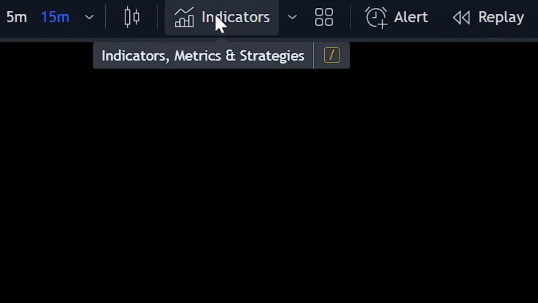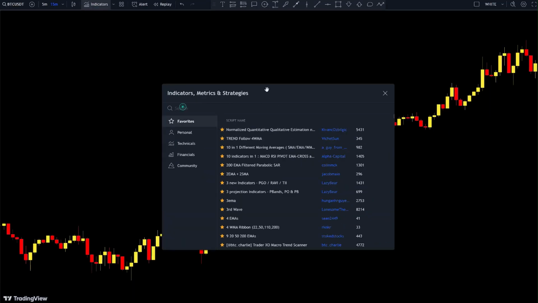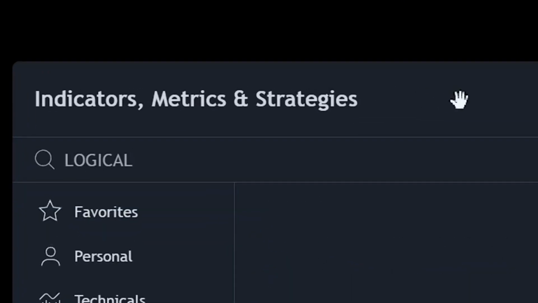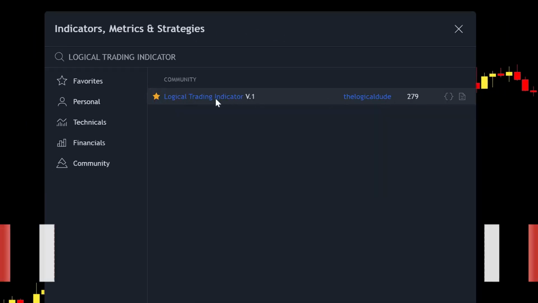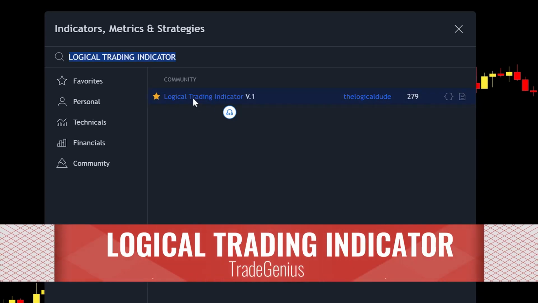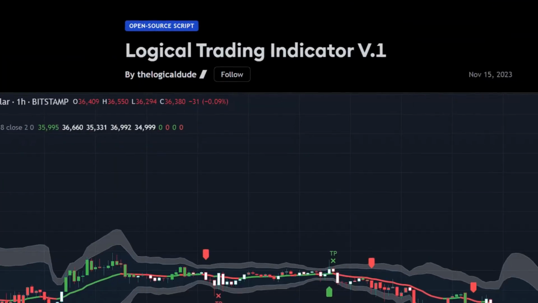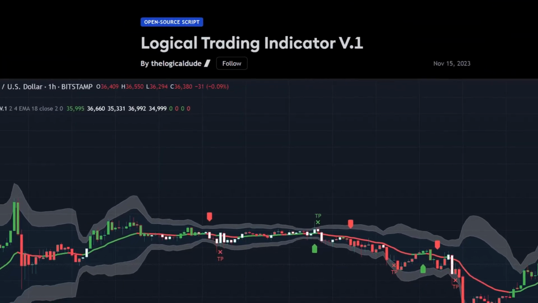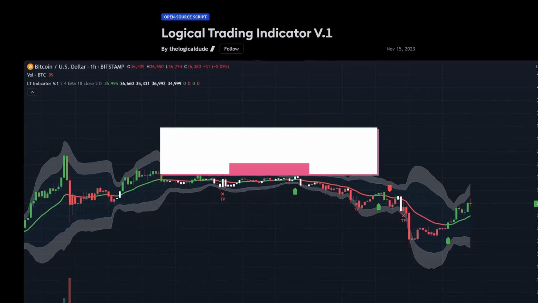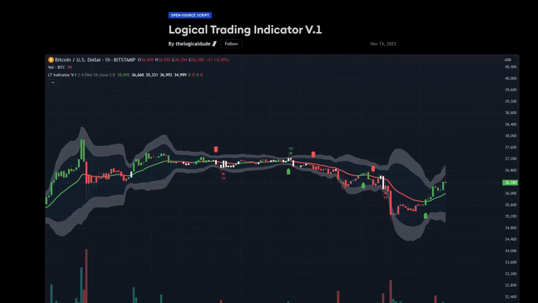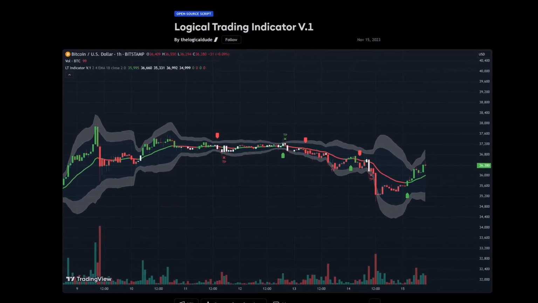Head over to TradingView's indicators section and search for the Logical Trading indicator. Once you find it in the results, simply click on it to add it to your chart. This powerful tool combines the benefits of the Average True Range (ATR) and the Bollinger Bands (BB), and even includes a momentum option. But before we jump into the strategy, let's fine-tune its parameters for optimal performance.